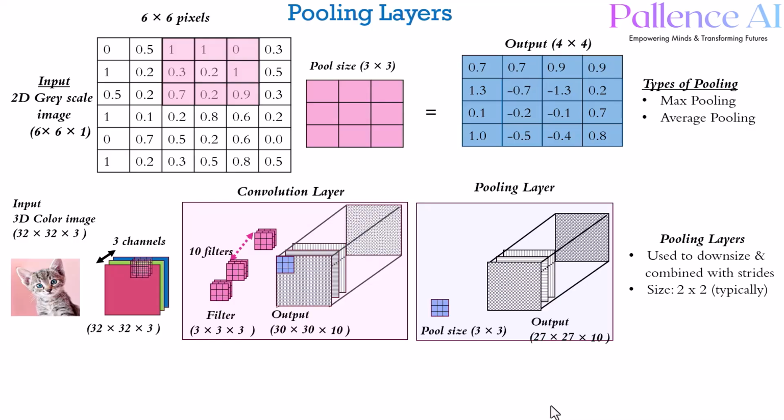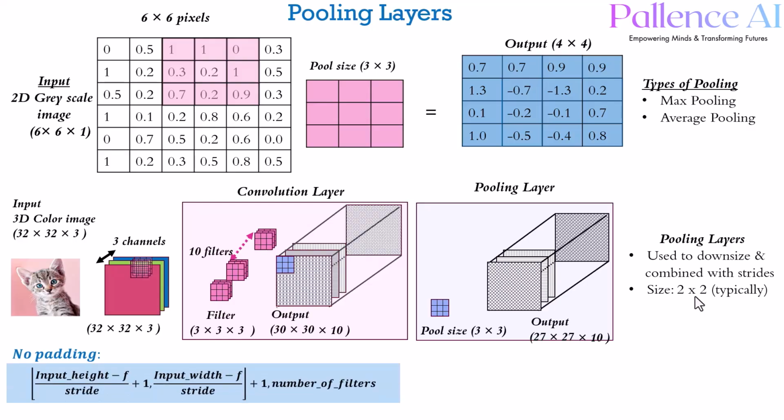Pooling layer, again, we typically use to downsize the image. We typically combine it with strides, and generally we use a pooling size of 2 by 2. I mean, there's no limit. You can use whatever pooling size you want, but typically practitioners use 2 by 2 pooling sizes. Okay.